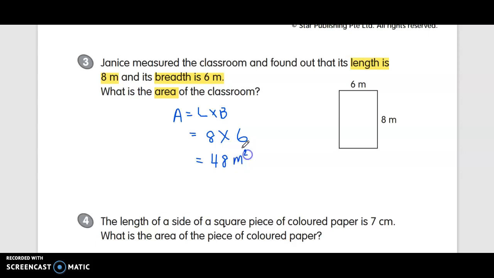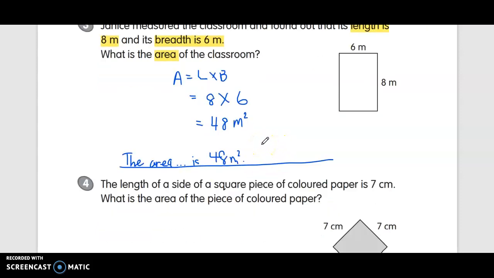Make sure you write the correct unit, meter, and then a small little 2 on top, square. Okay, so let's draw a line for your statement. The area of the classroom, okay, you write on your own, is 48 meters square. Alright, and then add a full stop. Next, let's go to question 4.